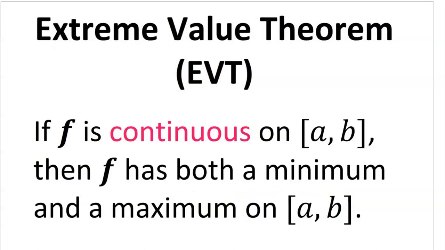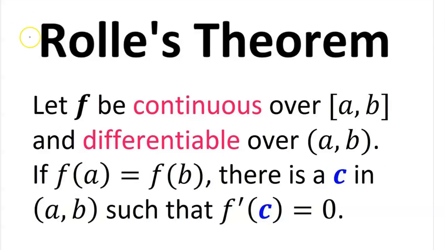By the way, if these theorems don't mean a lot to you as I read them to you right now, don't worry, they will make more sense as we go through the examples. Next we have the extreme value theorem, which just says that if f is continuous on the closed interval from a to b, then f has both an absolute minimum and an absolute maximum on the interval from a to b.